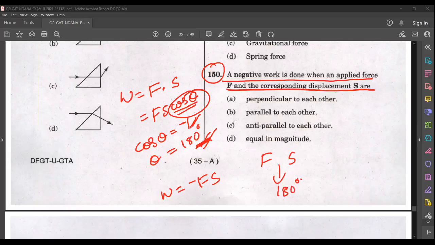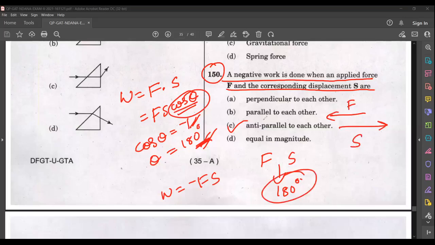180 degrees means anti-parallel. So when force and displacement are anti-parallel, the angle between them is 180 degrees. In that case, work is negative. So the answer is anti-parallel.